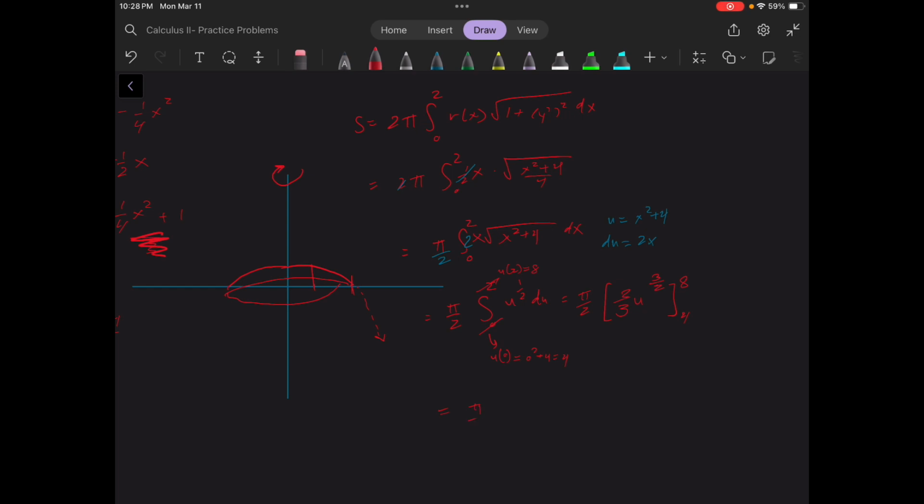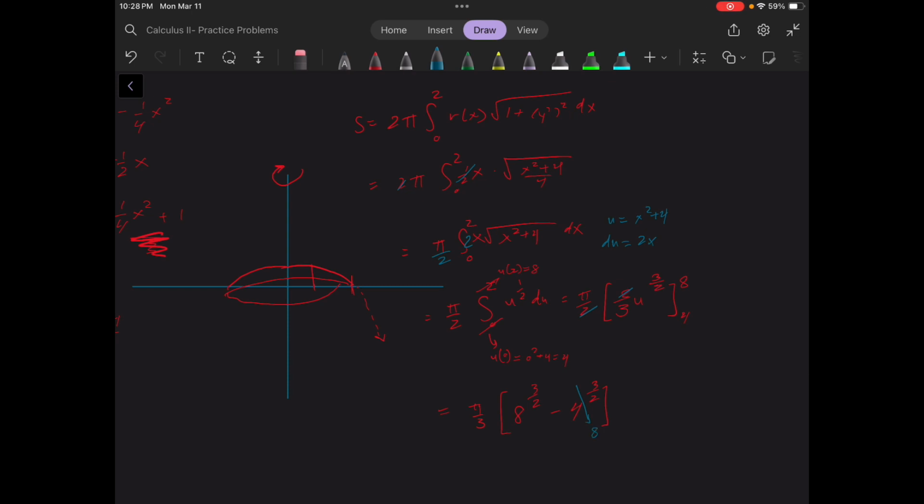So we have pi over 2. And let's take out that 2/3, right? We can see that this 2 cancels that 2, and we're just left with a pi over 3 out front. Then we have 8 to the 3/2 minus 4 to the 3/2. Well, 4 to the 3/2 is easy, right? Because you square root 4 and you get 2, and then you cube 2 and you get 8.